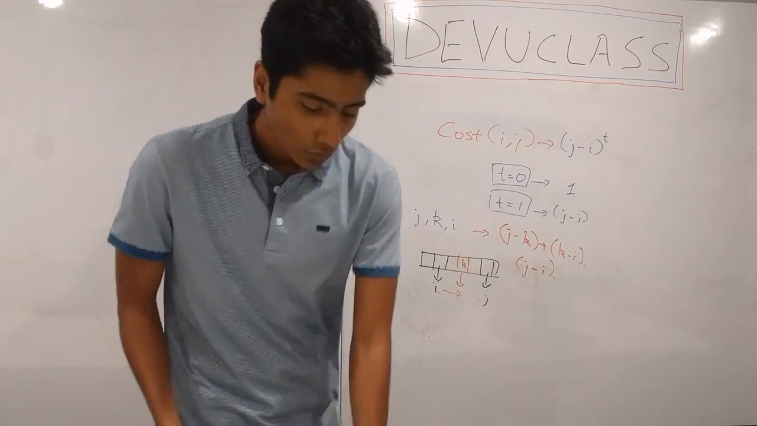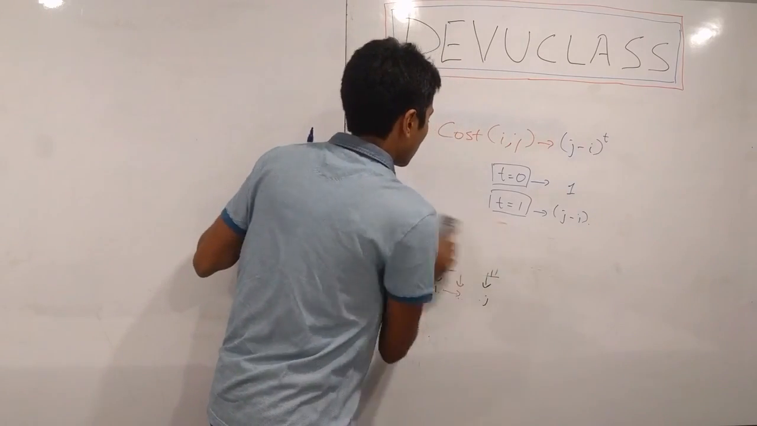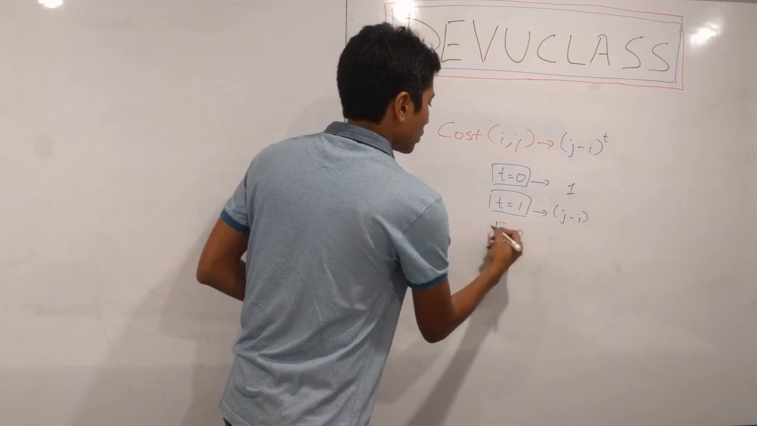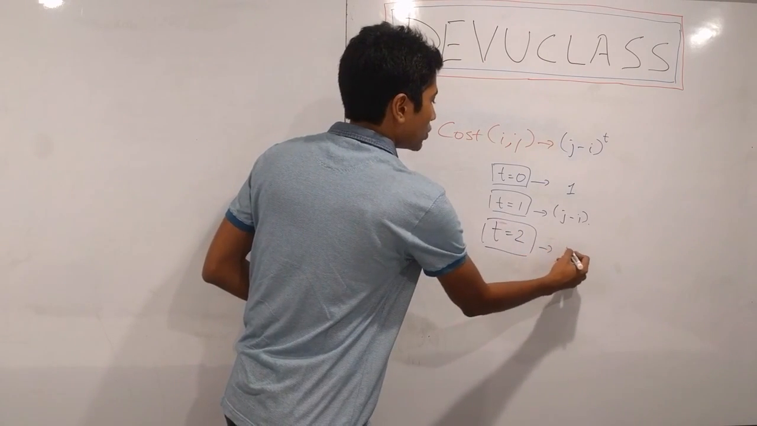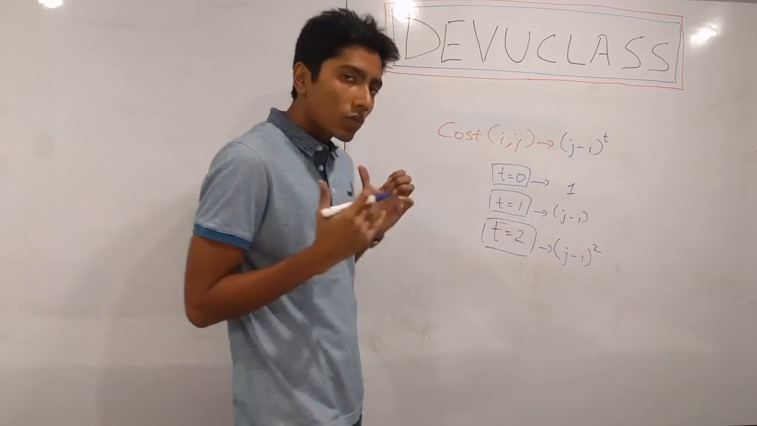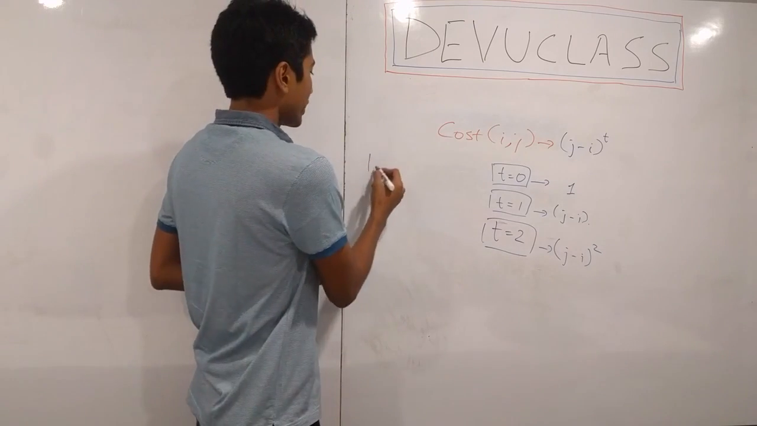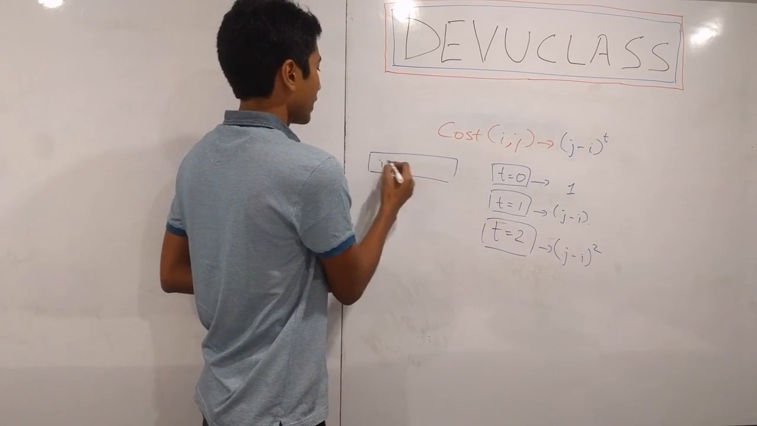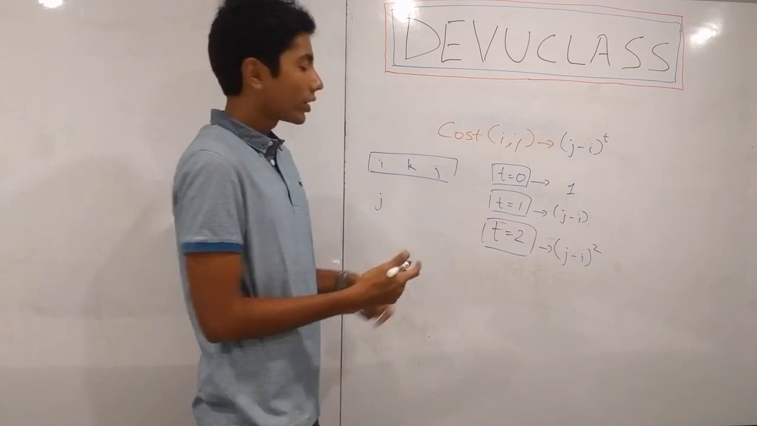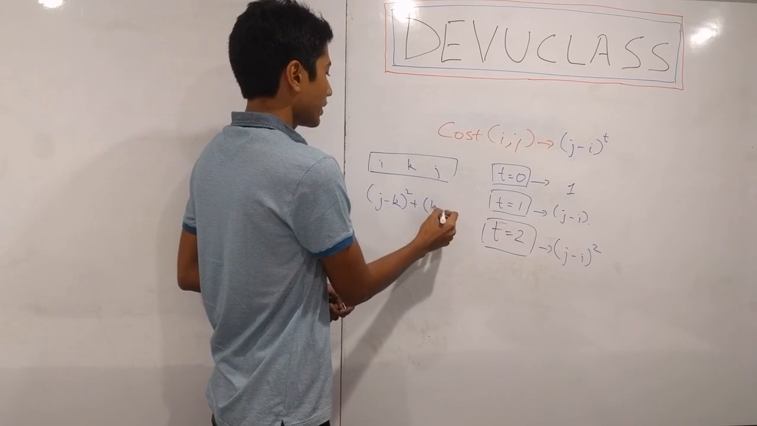However, if t is equal to 2, then you have j minus i raised to the power 2. Here it might make sense. The thing is, when you have a string and i, k and j, the costs are going to turn out to be j minus k the whole square plus k minus i the whole square.